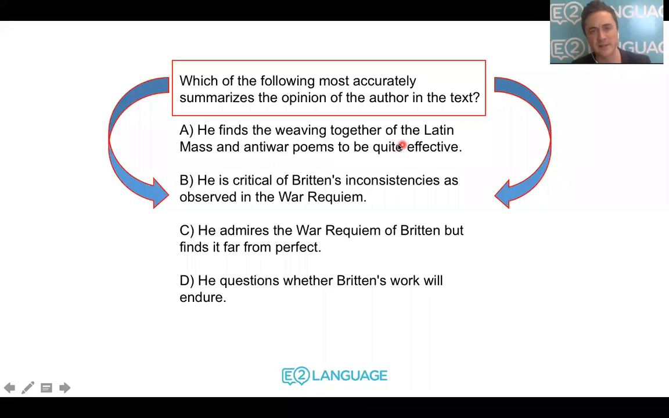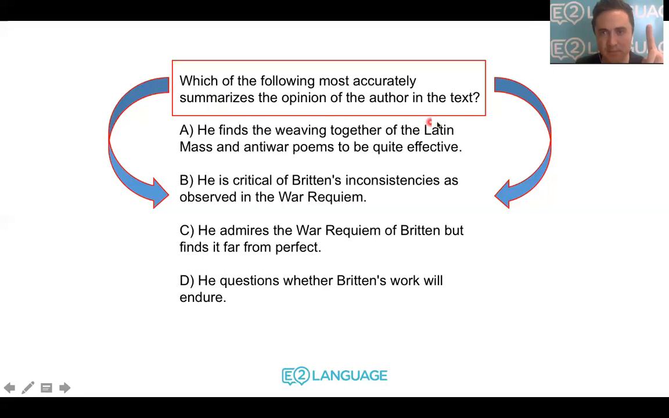So he finds the weaving together of the Latin mass and anti-war poems to be quite effective. So this is an opinion. Remember, we're looking for the opinion. He's critical of Britain's inconsistencies as observed in the War Requiem. So that's the other opinion. He admires the War Requiem of Britain, but finds it far from perfect. That's another opinion. He questions whether Britain's work will endure. That's another opinion, okay? So the answer is one of these, and it's connected to here. Obviously, we don't know. We must read the text, but we should be able to connect in our brain the meaning of this question with these possible answers. That's the third step.